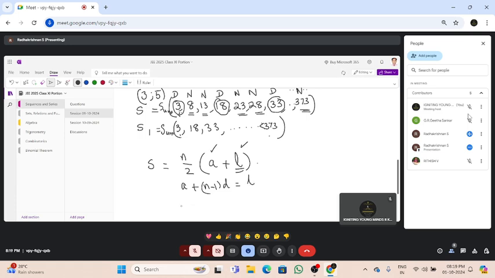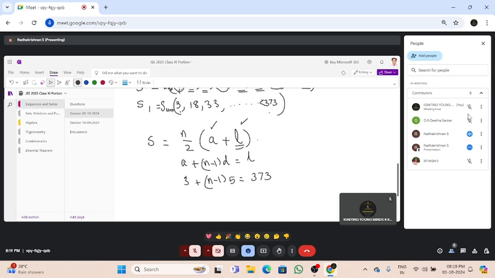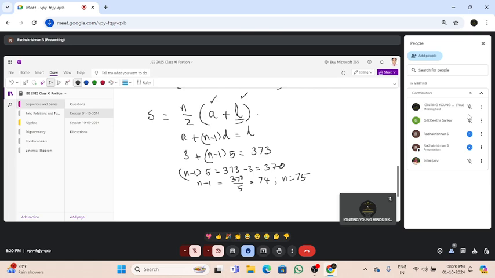So we have A equal to 3, plus n minus 1 into d equal to L, which is 373. So n minus 1 into d equal to 373 minus 3, equal to 370 by 5. So n equal to 75. Very good. So if we substitute that, we can find S now. So next, find out S.